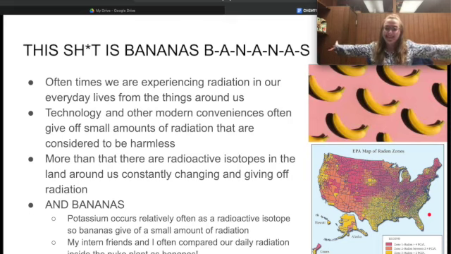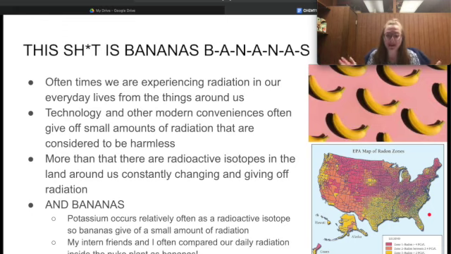And bananas. Bananas are one of the kitschy, fun, famous things that are radioactive. Potassium, one of the main features of bananas, actually occurs relatively often as its radioactive isotope. So bananas have a small amount of radiation in them and can give off a small amount of radiation. So if you've eaten a banana, you've likely eaten radiation in the end.